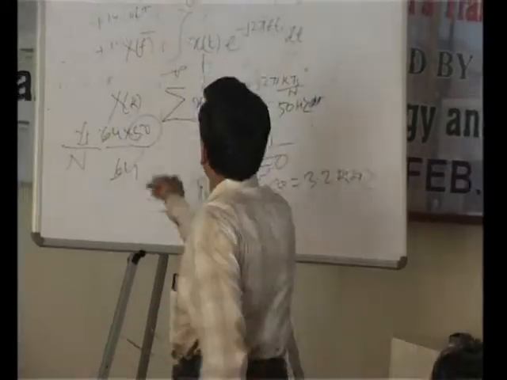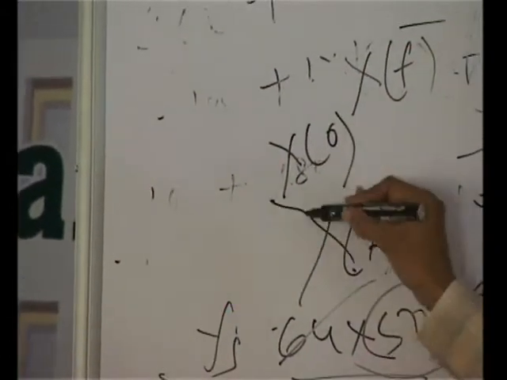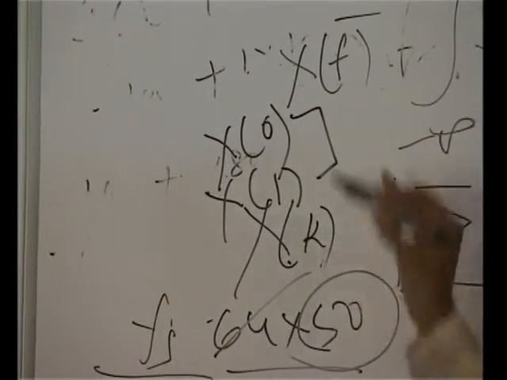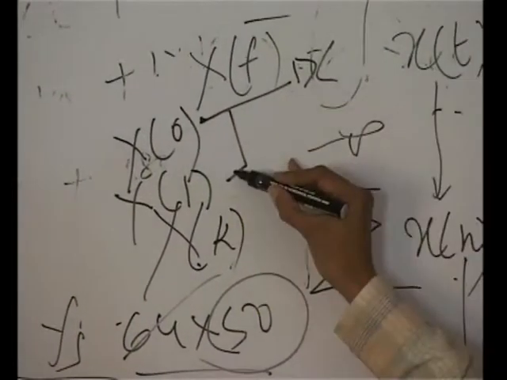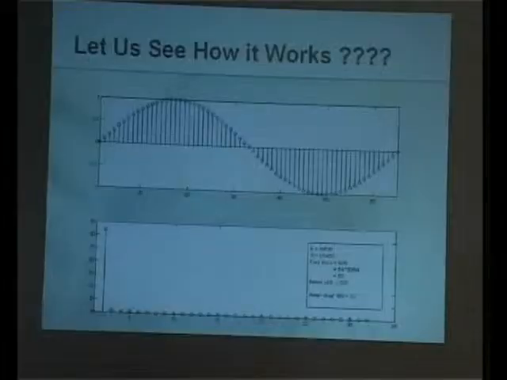You are calculating Xk. So the first point corresponds to X0, the second point corresponds to X1. So from one point to the next is one resolution. So this corresponds to DC, and this corresponds to 50 hertz, because your frequency resolution is 50 hertz. So see, the same thing is coming or not?